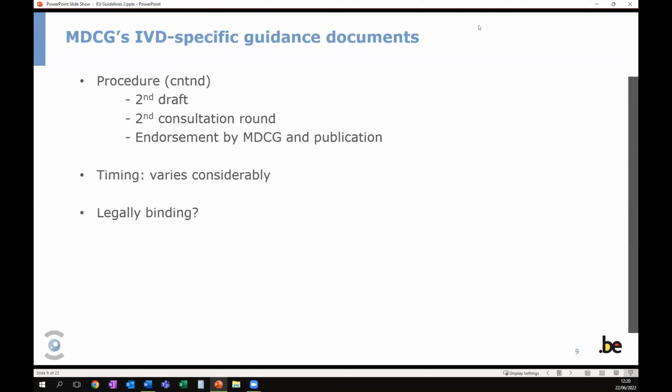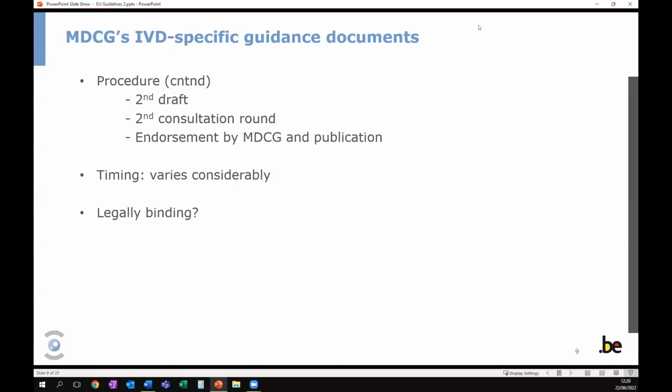In terms of timelines, this really depends on the topic. For instance, whether there has been a previous version of a similar guidance that can be used as a starting point, it will speed up the process. Obviously, it also depends on how extensive the subject is. For instance, the classification guidance is almost a 50-page document. Other guidances are just 5 pages. And then it also depends on how urgent it is to produce these guidances.